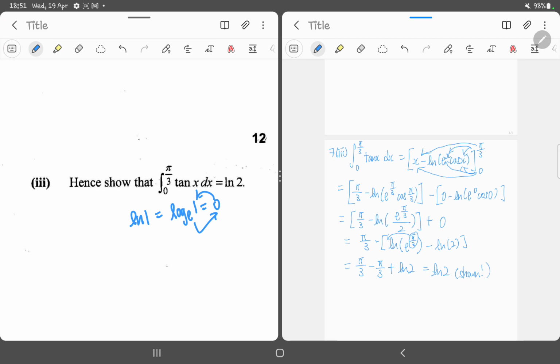for this question. We have shown that the definite integral from 0 to pi over 3 of tan x dx is equal to ln 2.